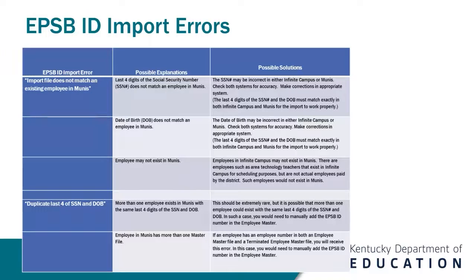Then you have duplicate last four of Social Security number and date of birth. Possible explanations: more than one employee exists in Munis with the same last four digits of Social Security number and date of birth. And again, that would be extremely rare. But you would just need to manually update that information if that's the case. And an employee in Munis has more than one master file. And we see this a lot if you have an employee who has both an employee master and a terminated employee master file, you'll get that error.